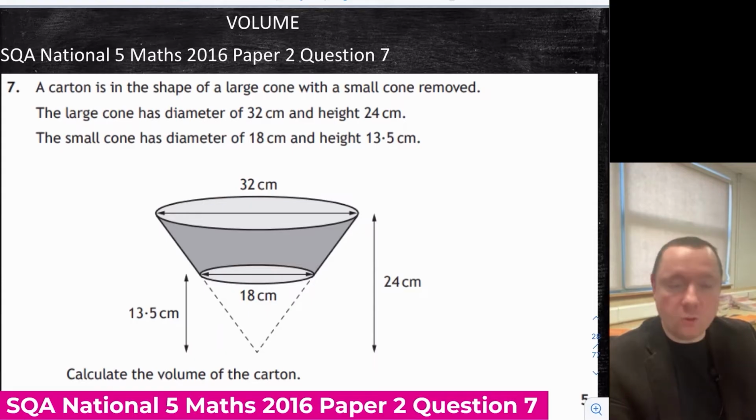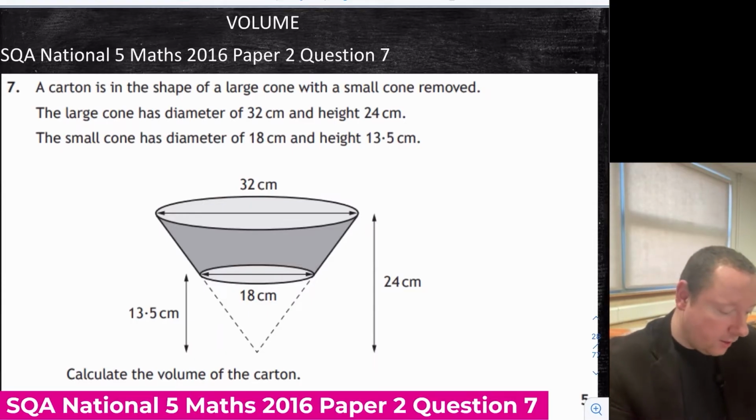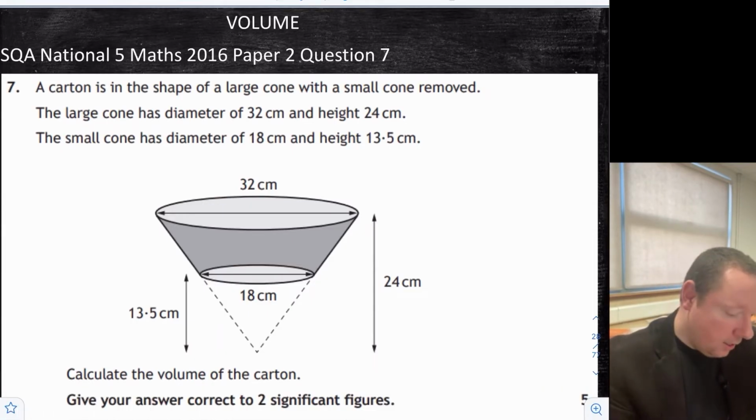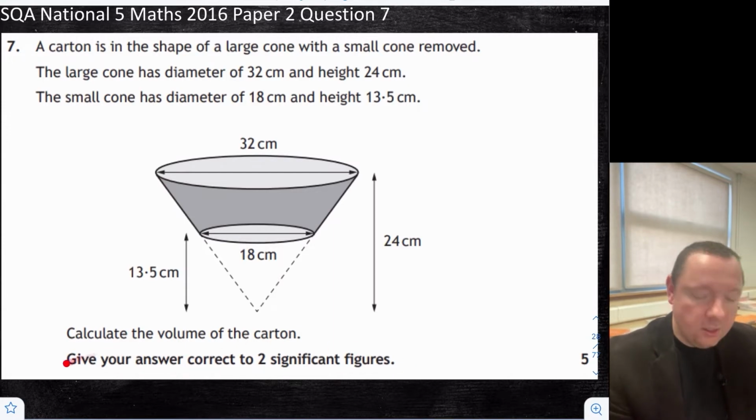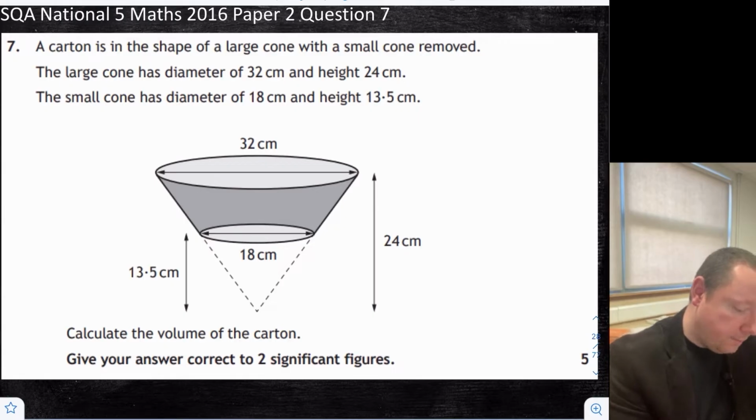SQA National 5 Maths 2016, Paper 2, Question 7. A carton is in the shape of a large cone with a small cone removed. So it's a takeaway. The large cone has a diameter of 32 and a height of 24. The small one has a diameter of 18 and a height of 13.5. Calculate the volume of the carton. And again, rounding is involved, to two significant figures. So we do the volume of the big cone minus the volume of the small cone.